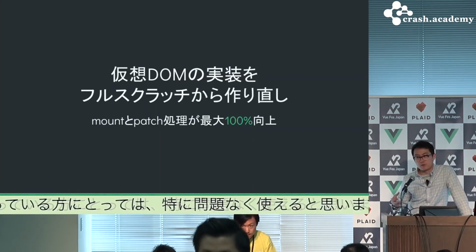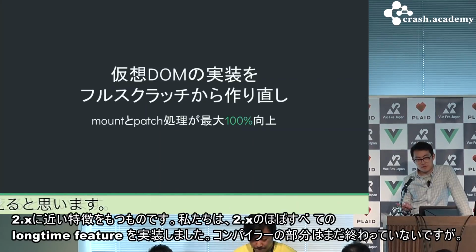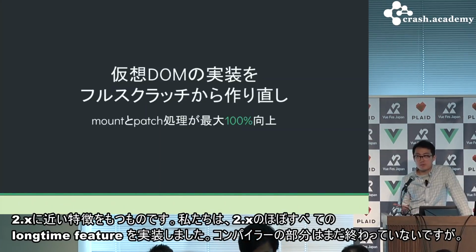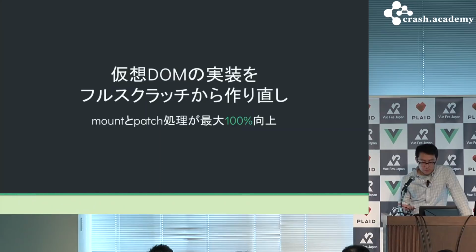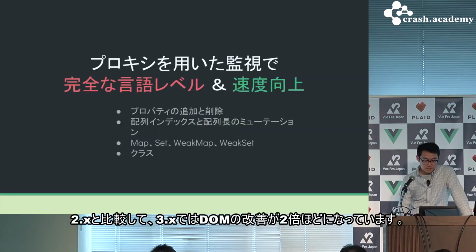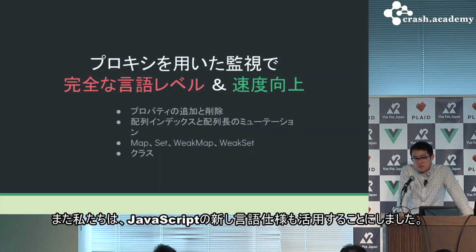We've implemented almost all the runtime features of Vue 2.x. The compiler part is not done yet. So mostly I'll be focusing on the parts that we will be doing, comparing the two to our 2.x implementation. The new virtual DOM has almost up to 100% performance improvements. So it's pretty much like twice as fast.